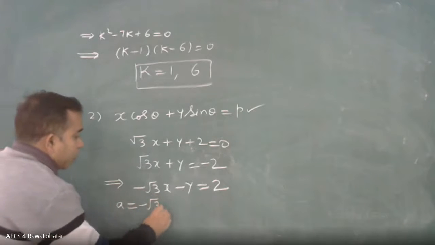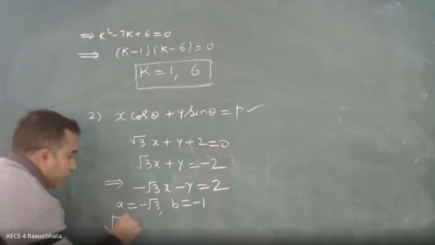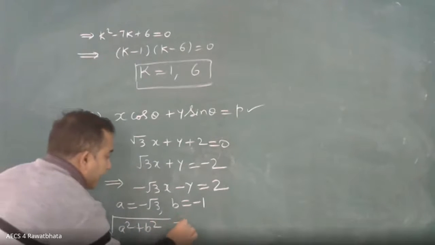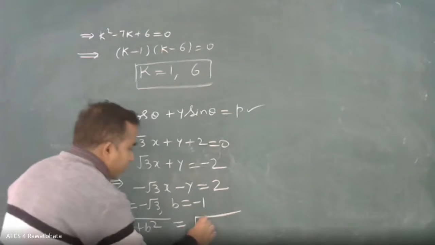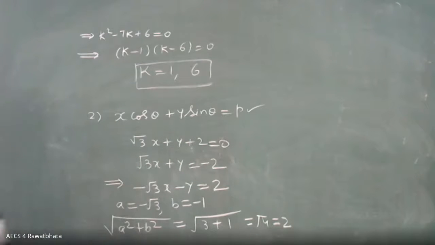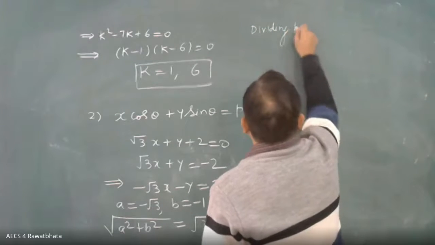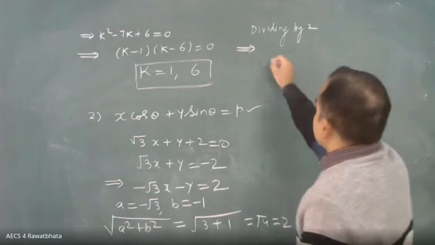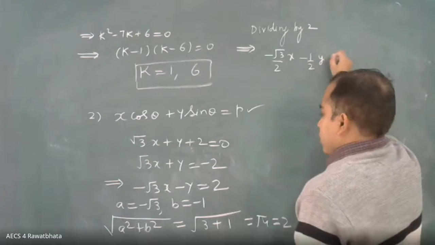Let a is equal to minus root 3, b is equal to minus 1. Then we find a quantity, root of a square plus b square. This is root of minus root 3 whole square, which is 3, plus minus 1 whole square, which is 1, root 4, which is 2. Divide by 2 throughout the equation, and this will give you minus root 3 by 2 into x minus 1 by 2 into y equals 2 by 2.